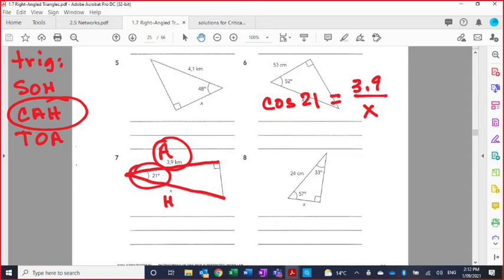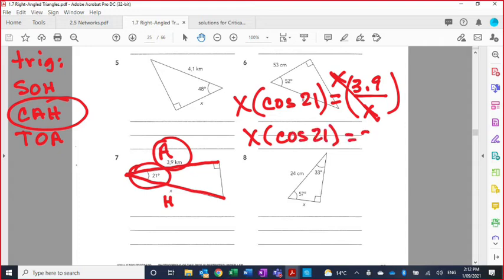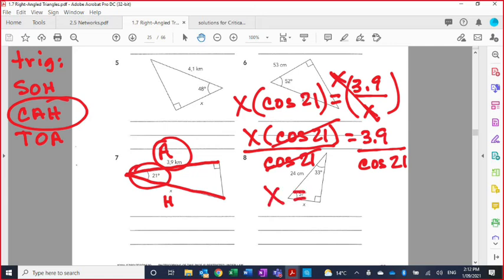which is now just a simple linear equation. So let's solve it by first clearing the fractions. So we'll multiply both sides by x to get the x out of the denominator. Then that leaves us x times the cosine of 21 is equal to 3.9. Now I need to get the x by itself, and to do that, we'll divide both sides by cosine of 21. And over here, they'll simply divide away, which gives you x equals 3.9 divided by the cosine of 21.